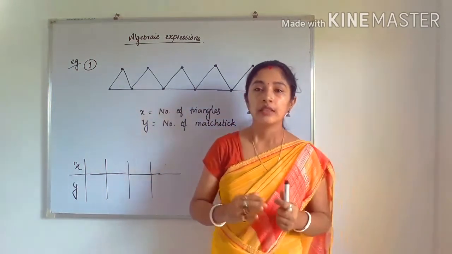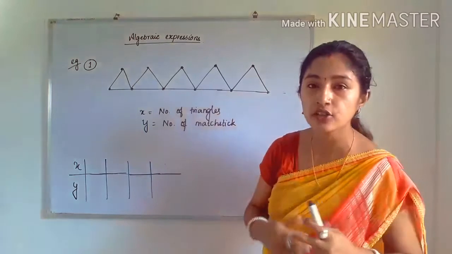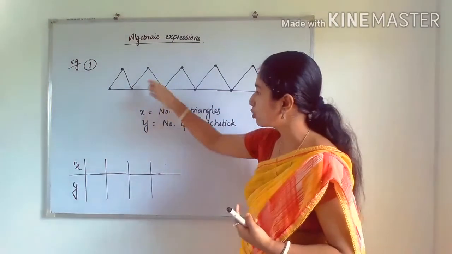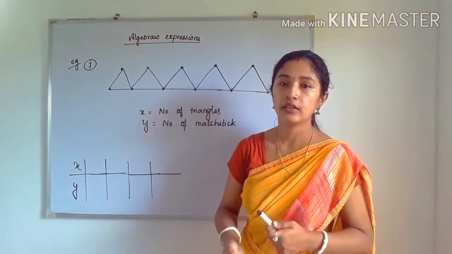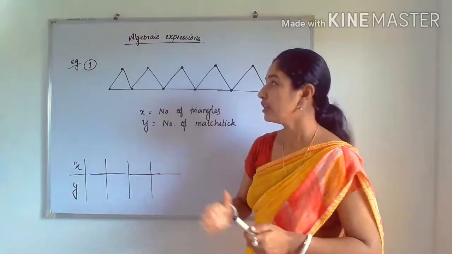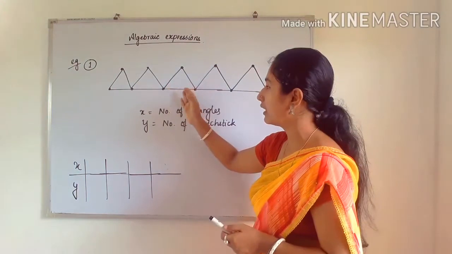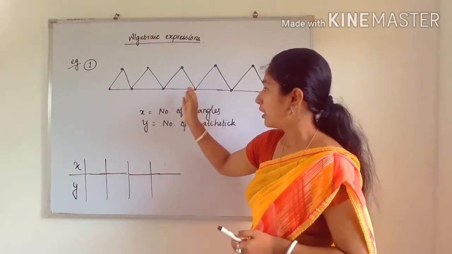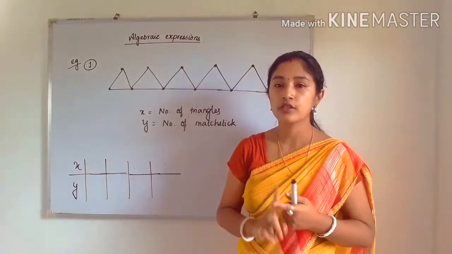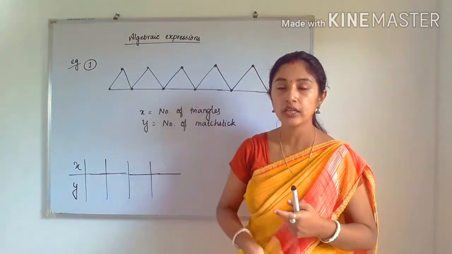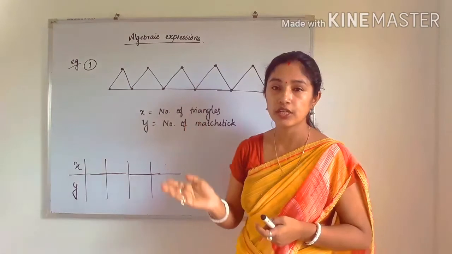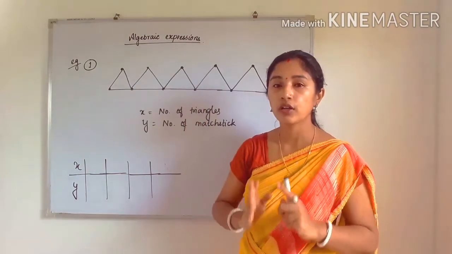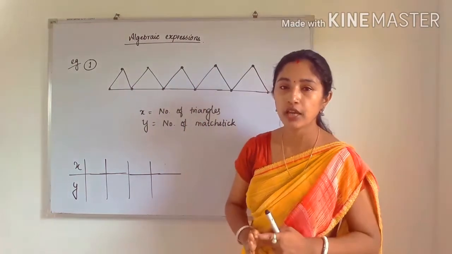So see here, the number of matchsticks is changing. Because when we go to the third triangle, then the total number of matchsticks will be different from the previous one. So the number of matchsticks is different in different cases. Here you can see two things. First is the number of matchsticks, it is changing, and second is the triangles. The number of triangles is also changing. So here both are variables.